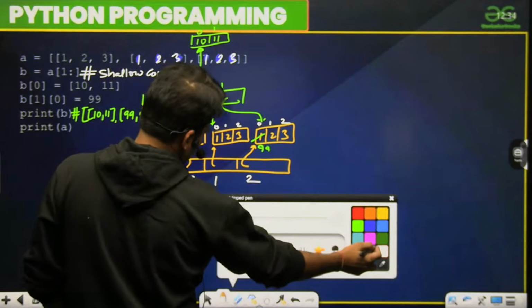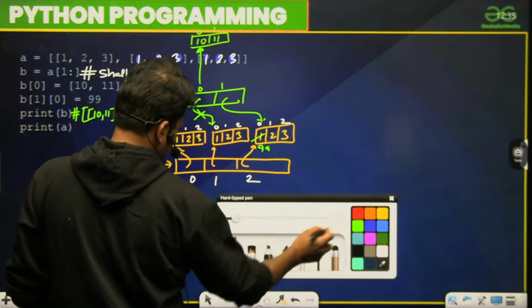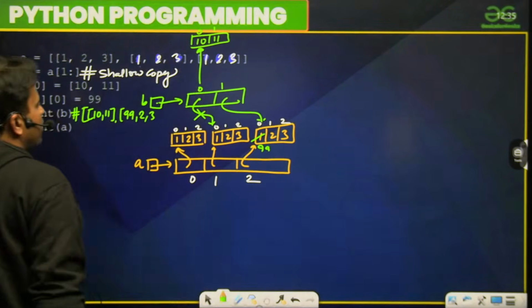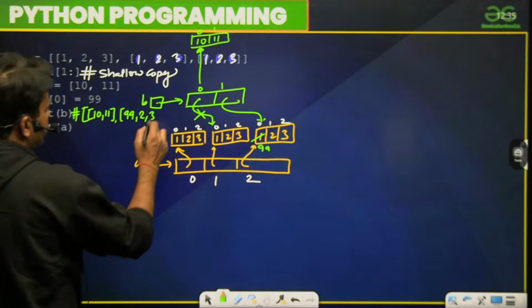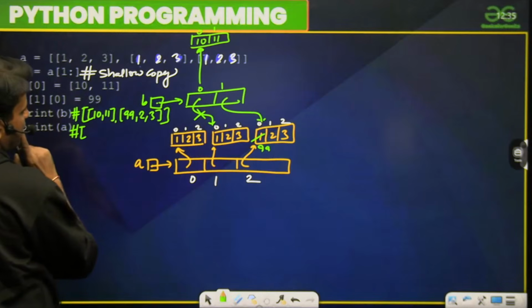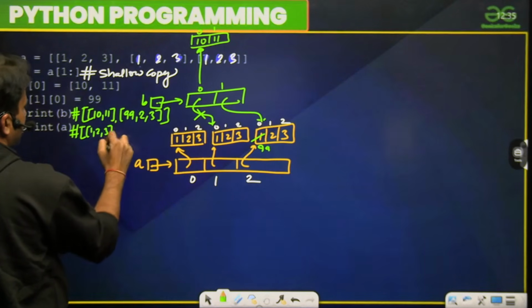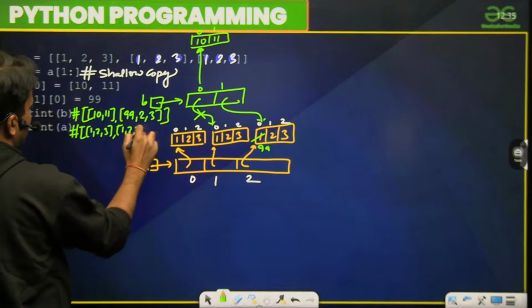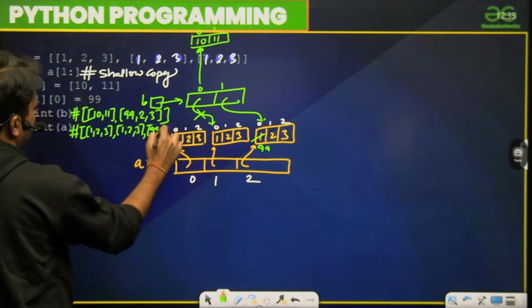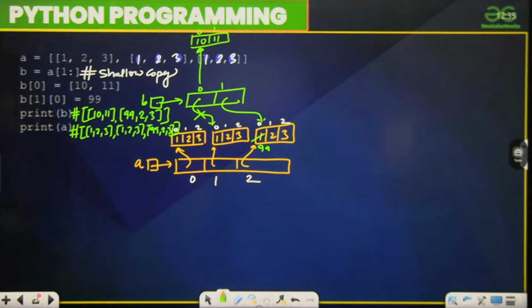Yes, student. Is it clear? So 9923, this is the output. Okay. What is the output of this A? 1 2 3. 9923 is the output of A. All right.